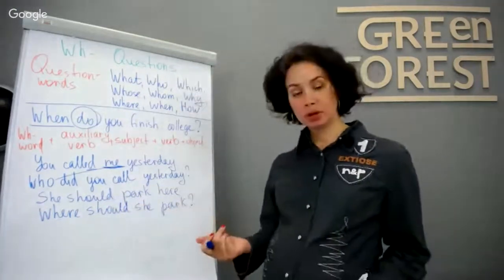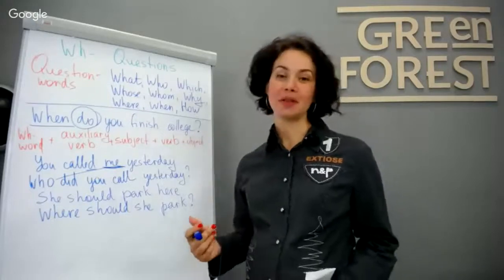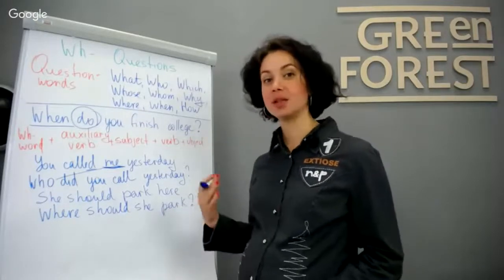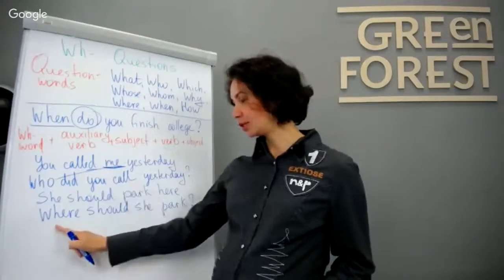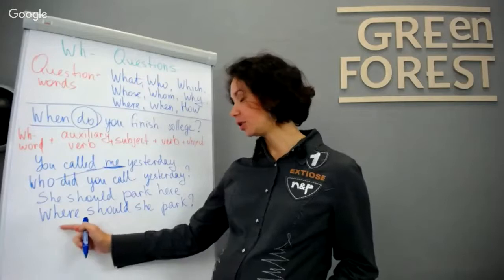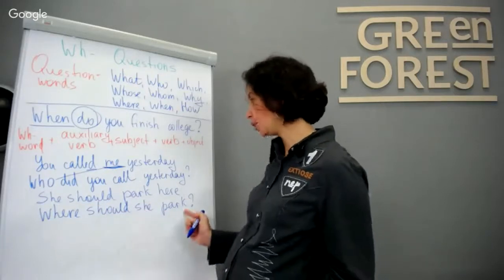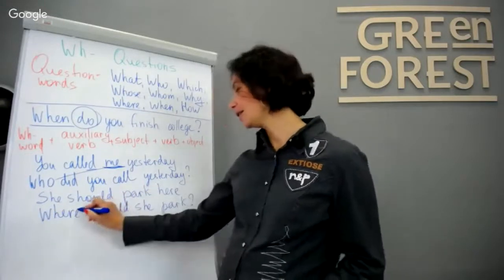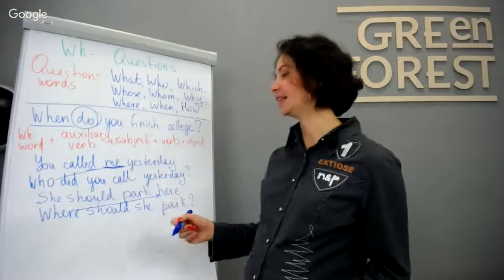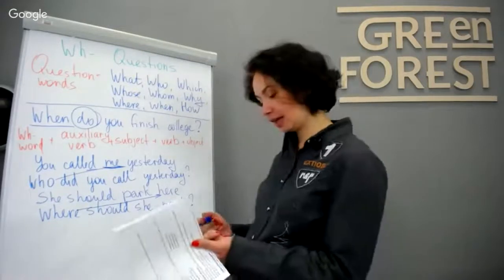Should is a modal verb. As you know, modal verbs are very independent verbs and they are used as auxiliary verbs as well. So we put our question word, WH question where, then auxiliary verb should, then subject she, and park is the verb. We ask about where, and where actually we ask about here. Where should she park?